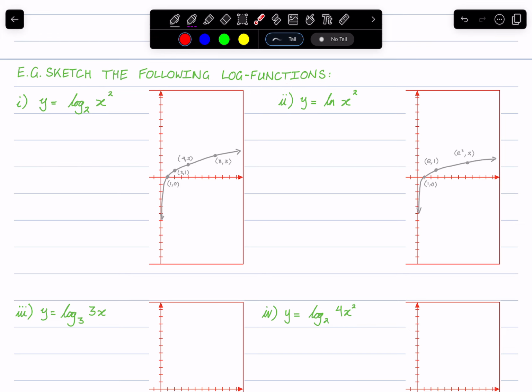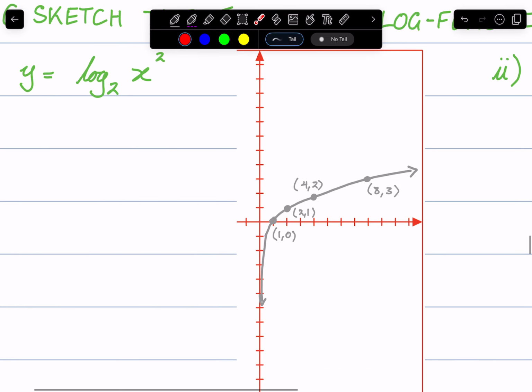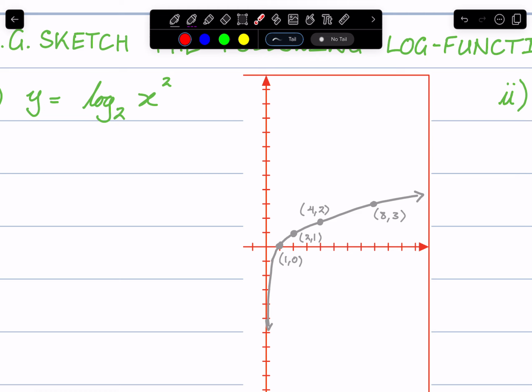So here we go. In this example, I hope by now we are familiar with what the parent graph of log base 2, or any base for that matter, would be. So our parent graph here is log base 2 of x, and I've drawn here the different inputs and the outputs of what might happen.